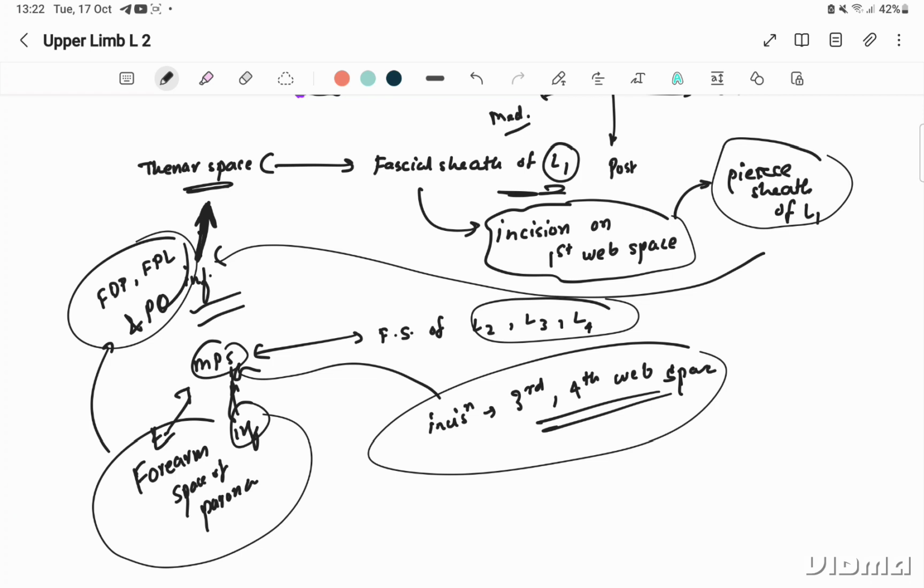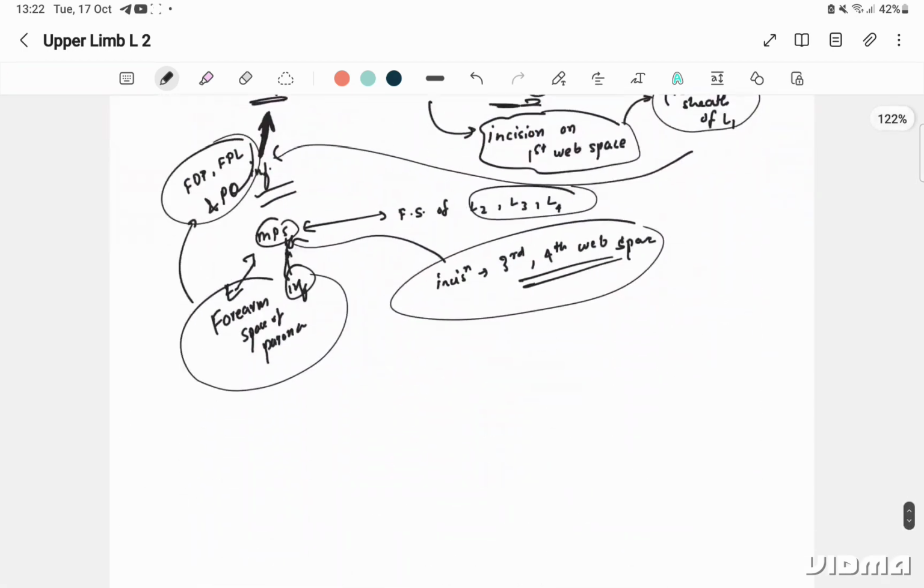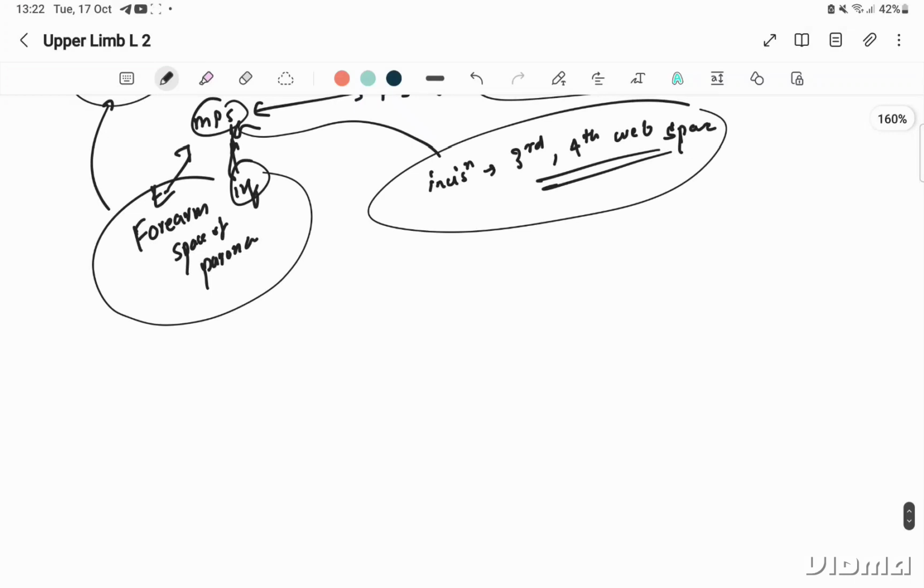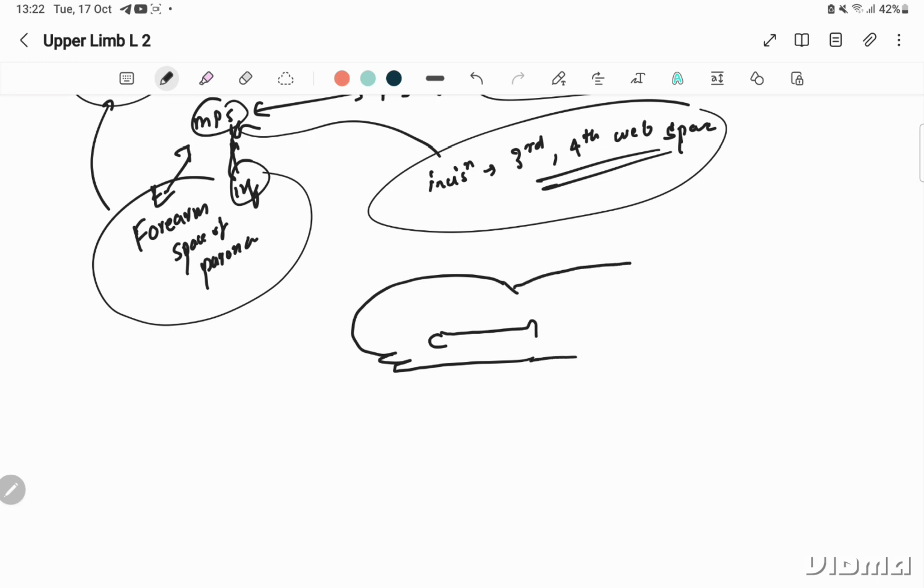Okay. Next we want to talk about the pulp spaces of the fingers. Okay, we have the fingers, the phalanges. So we have the pulp spaces. Okay, let's draw the phalanges. Let's say this is your finger. Okay, you have the nails here. This is a finger, let's say the index finger. These are the small bones of the finger, the phalanges. This is the distal phalanx.